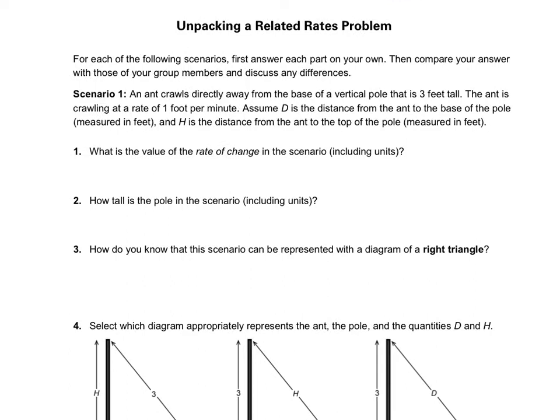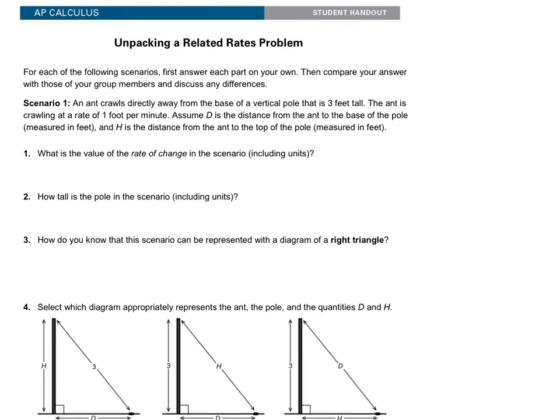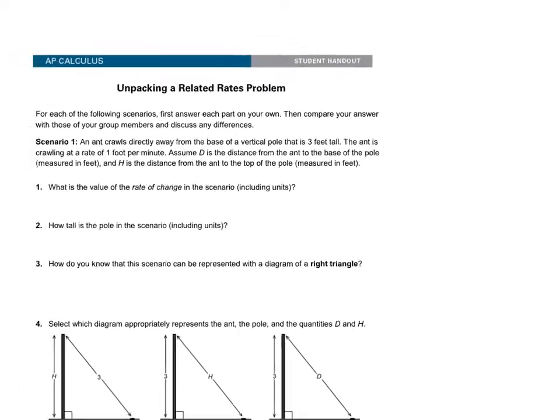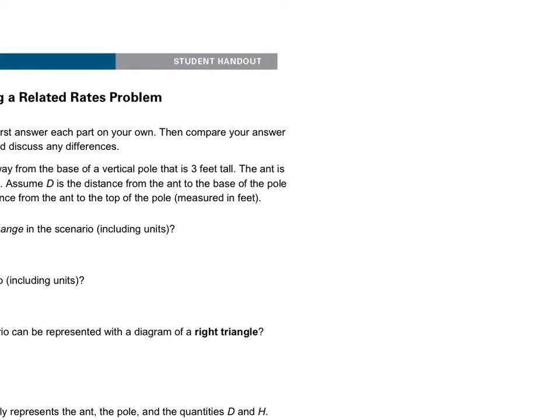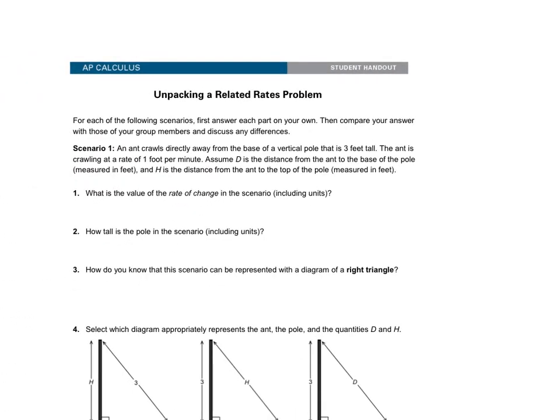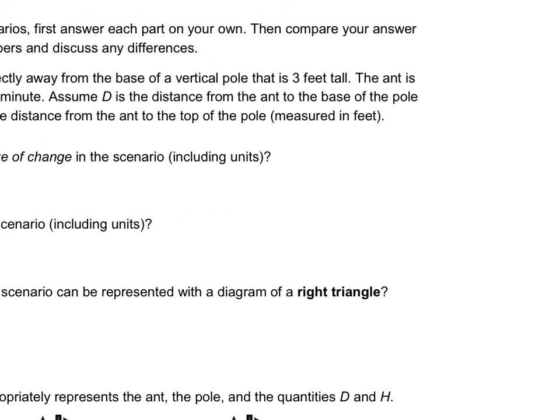Okay, an ant crawls directly away from the base of a vertical pole that is 3 feet tall. The ant is crawling at a rate of 1 foot per minute. So you'll almost always draw a picture, and you can see there's pictures down there for number 4, but let's do it without that. Here, let me put a picture right here.